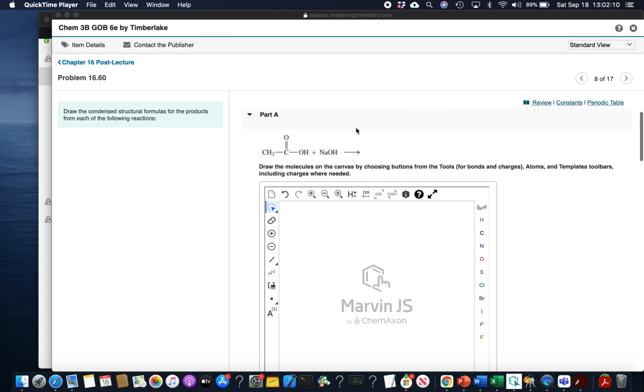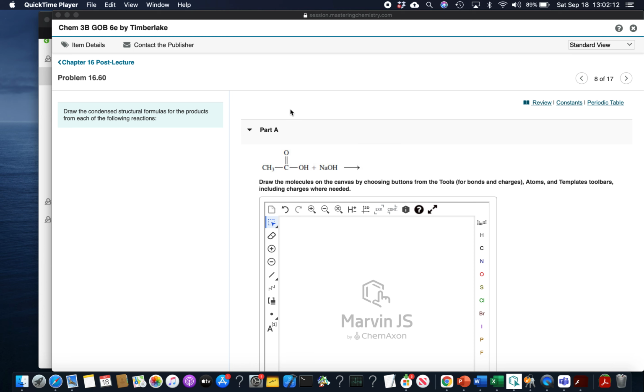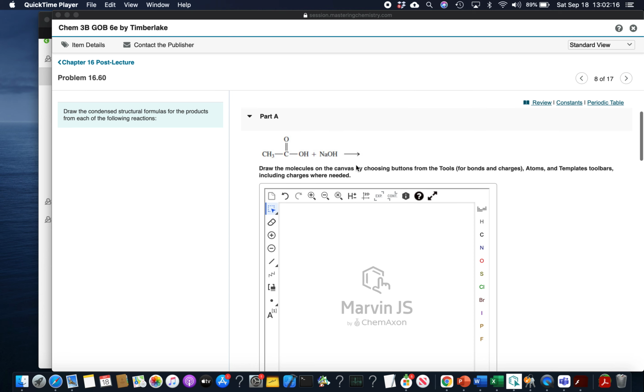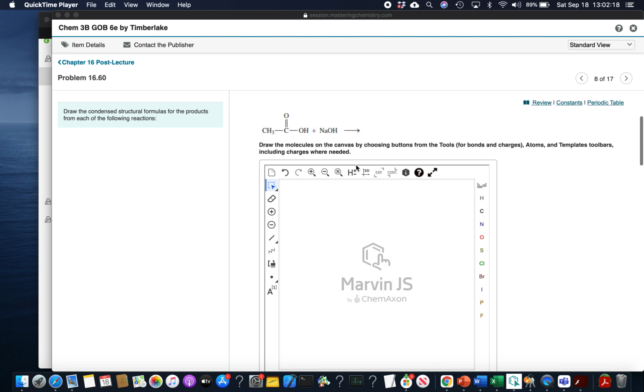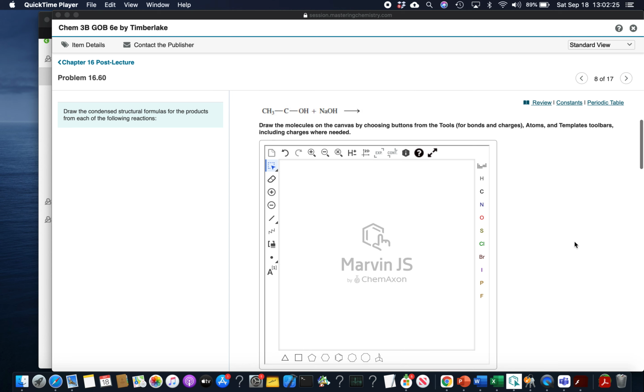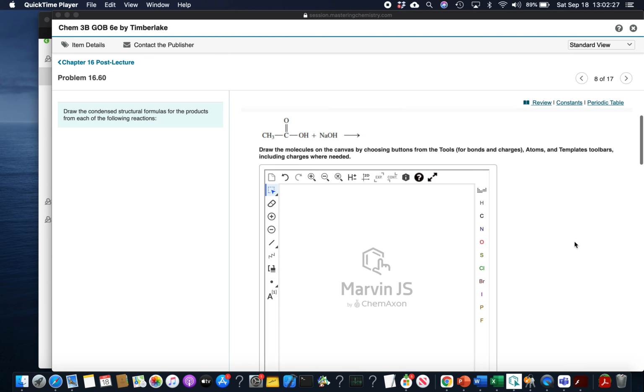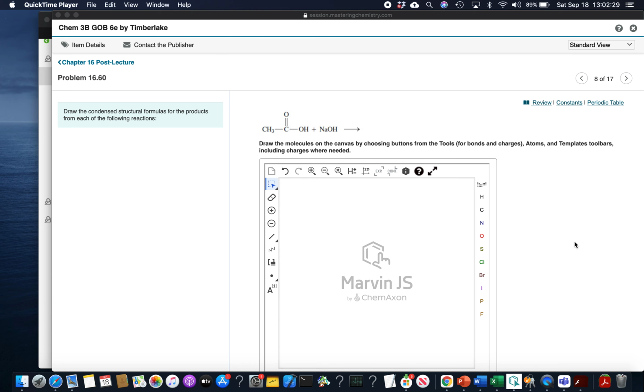So for this particular question, it's asking us to draw the structural formula for the products of each of the following reactions. The best way to solve these problems is to first do them on pencil and paper, right? So that you know what molecules you're going to be entering before you get started. In this case, this is a reaction of a carboxylic acid and a base. So I should have that carboxylate salt and water that's formed. And I would know that by watching the lecture videos on the reactions of carboxylic acids.